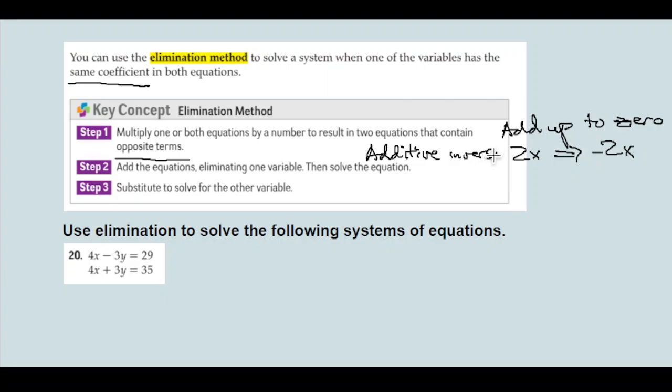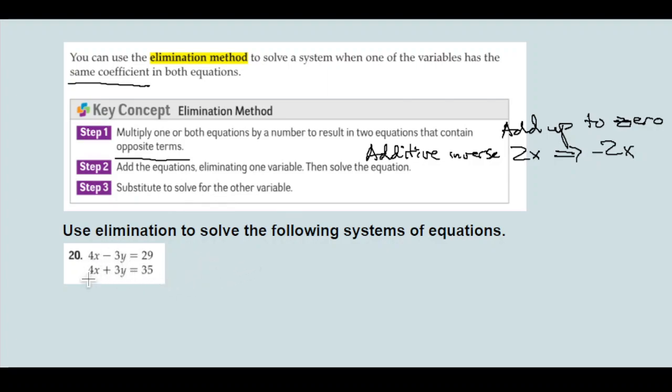We're looking for the additive inverse when we do these, and we'll have to manipulate the equations a little bit to get that. Then once you do that, you add the equations up, and one of the variables will consequently be eliminated. So that's why it's called elimination. Then you just solve what's left, and then you plug into one of the other equations to solve for the other variable.